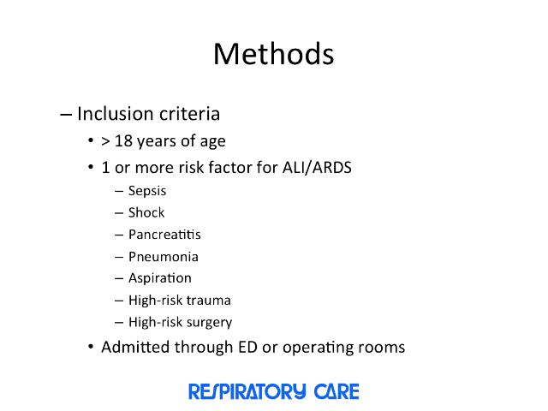For the inclusionary criteria, the patients were included in their research if they were over the age of 18, if they had one or more risk factors for ALI or ARDS, and that was sepsis, shock, pancreatitis, pneumonia, aspiration, if they were at high risk for trauma, or if they had had a high-risk surgery. And these are patients that were admitted through either their emergency department or operating room.